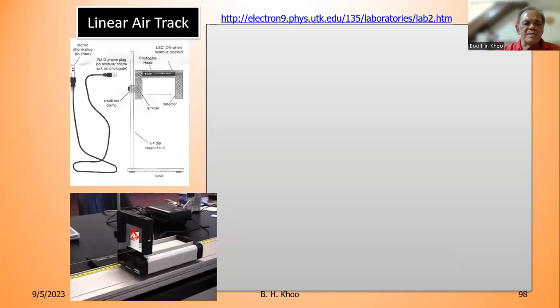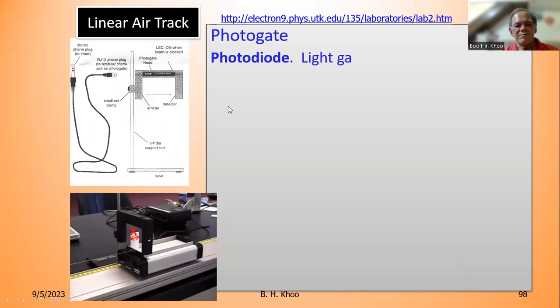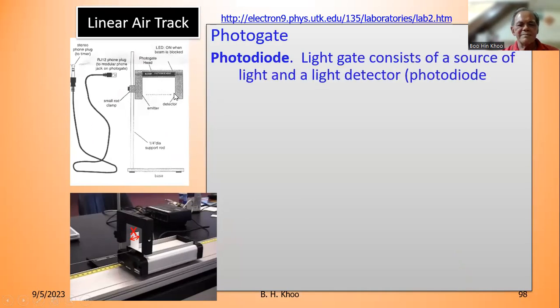In particular, in the linear air track experiment, we want to measure the velocity. So there's a vehicle or glider. That is your photogate. Right? In the photogate, there's an emitter and a photodiode. Photodiode is the detector. The photogate consists of a source of light.